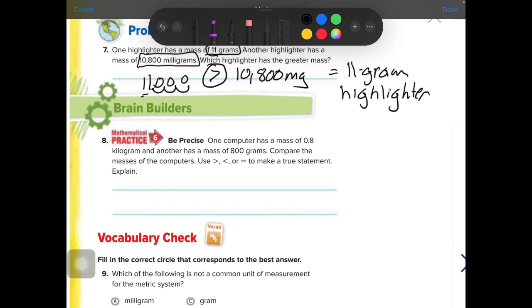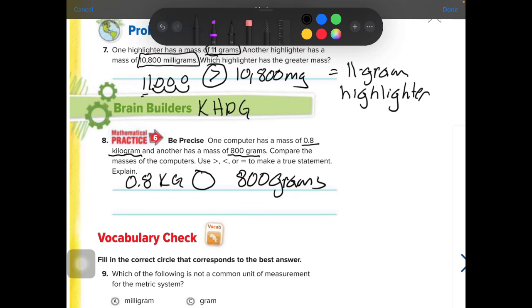Brain builders, be precise. One computer has a mass of 0.8 kilogram, and the other one has a mass of 800 grams. Compare the masses of the computers. All right, we can do that. So we have 0.8 kilogram. We're going to compare to 800 grams. King Henry died grumpily drinking chocolate milk. You're going to be able to repeat that in your sleep.